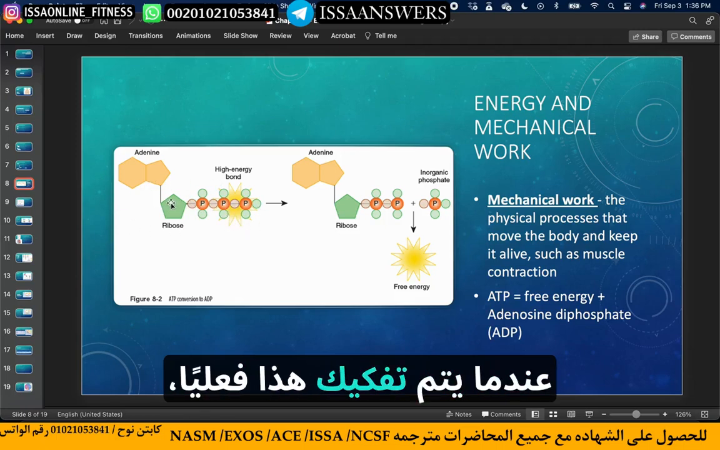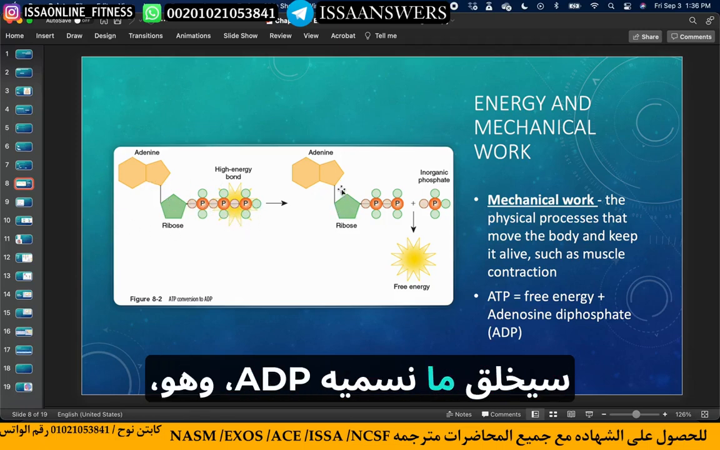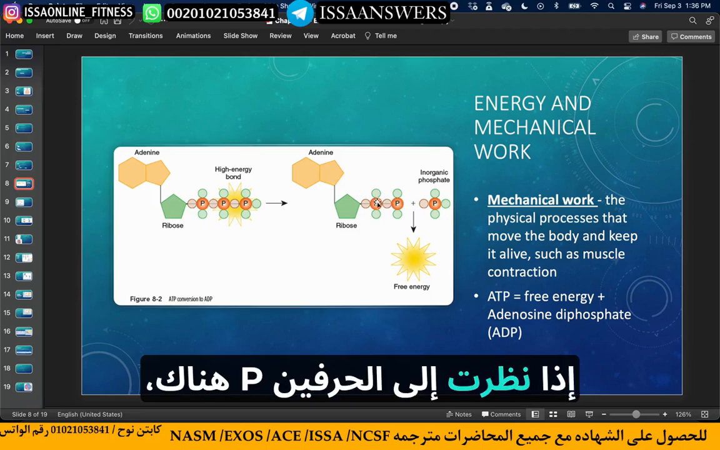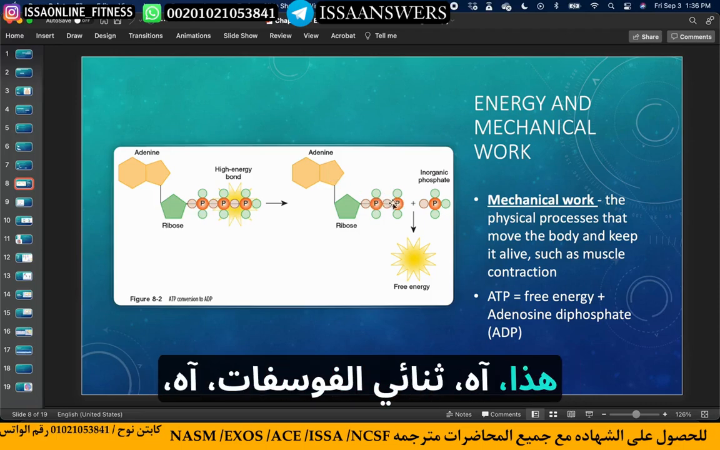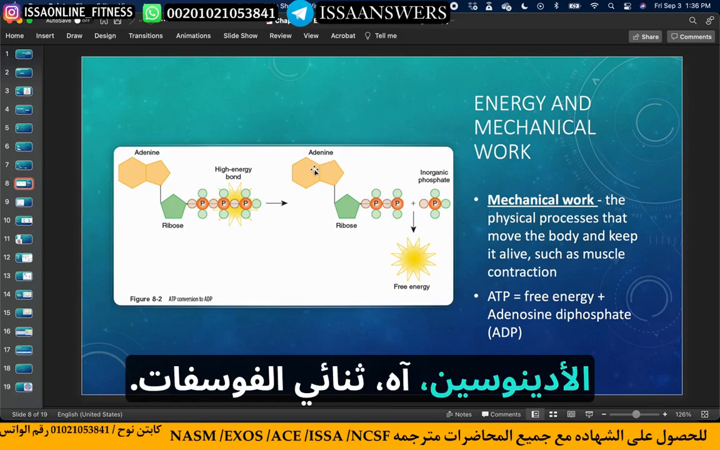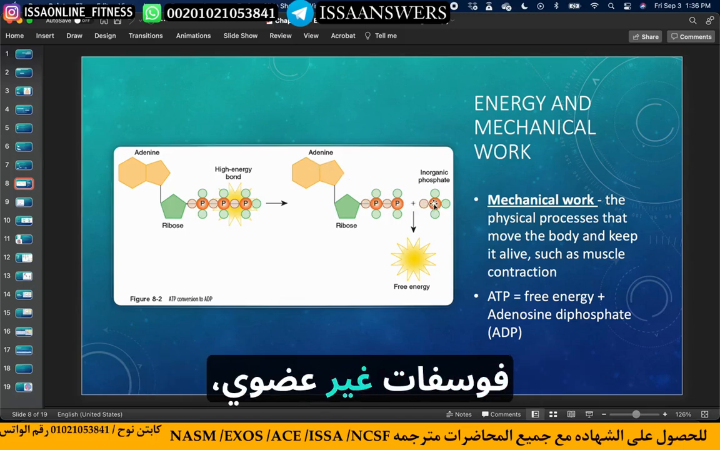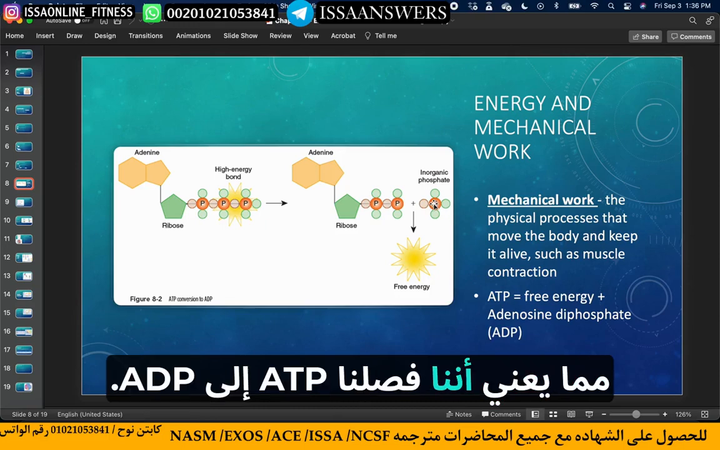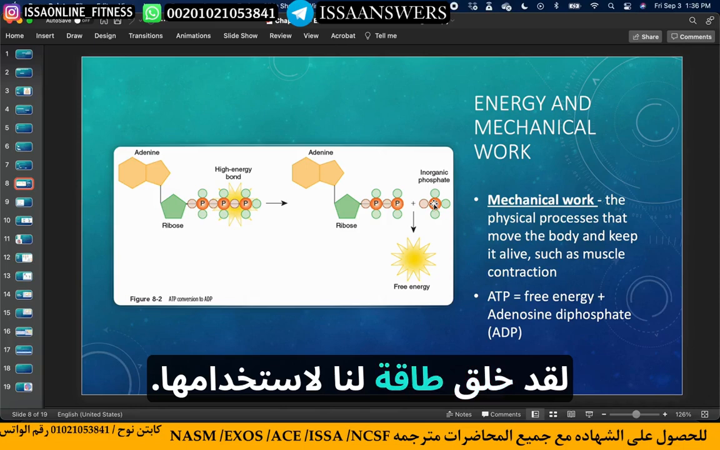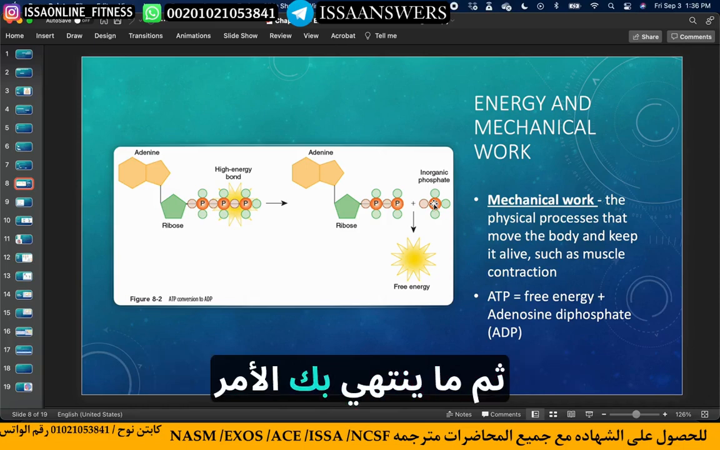When this is broken down, it will create what we call ADP. If you look at the 2 P's there, that's a diphosphate, adenosine diphosphate. And then what you have is what we call an inorganic phosphate, which means that we've separated ATP into ADP. It's created energy for us to be used. And then what you end up with is a phosphate.